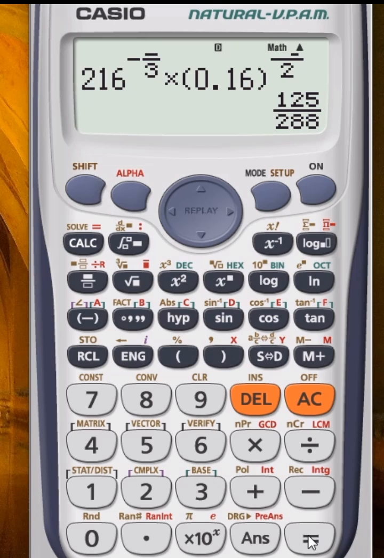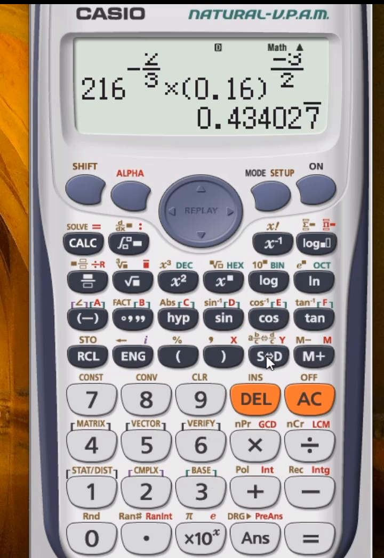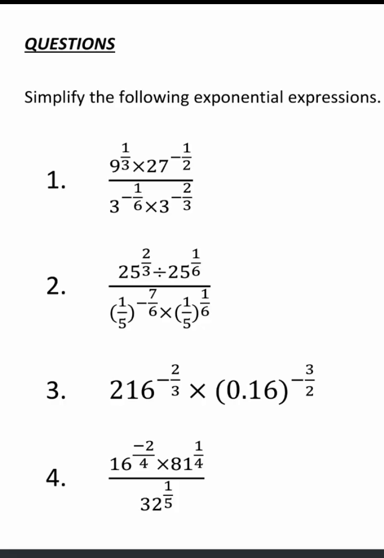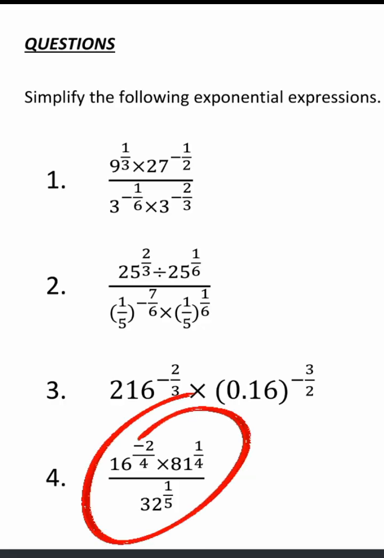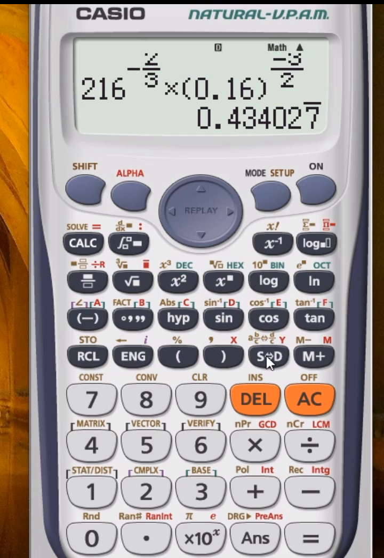If you want to convert this particular fraction into decimals, just press the SD button. So 0.434027. Now try the fourth example and put your answer in the comment section. I'll review it at the appropriate time.